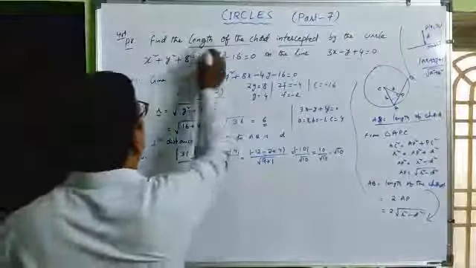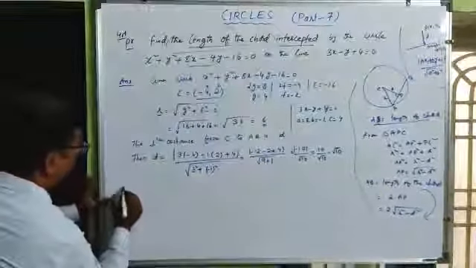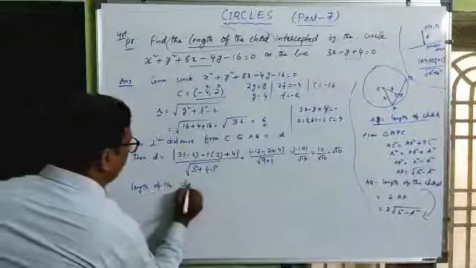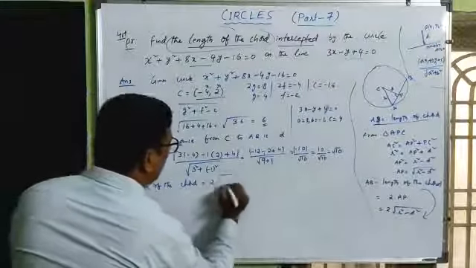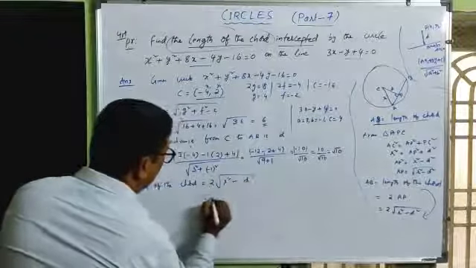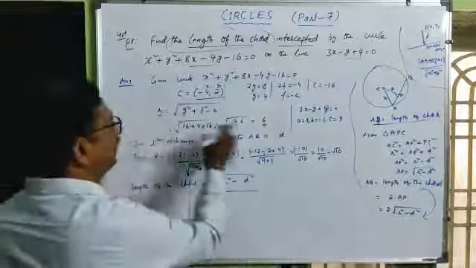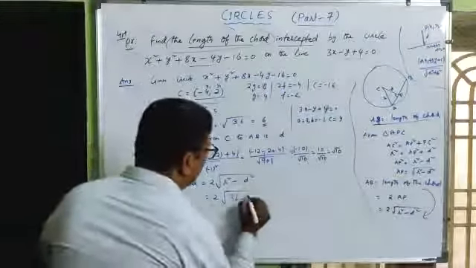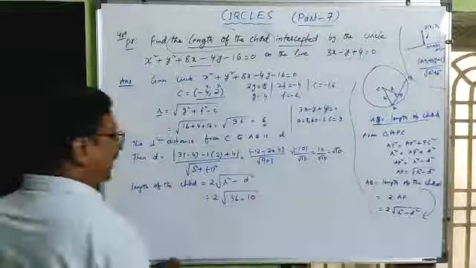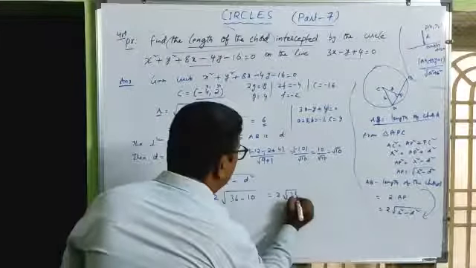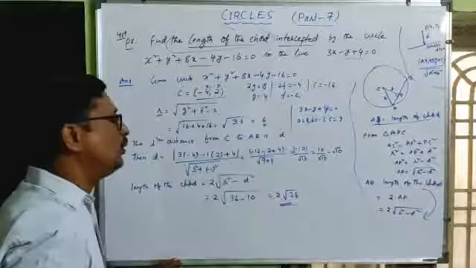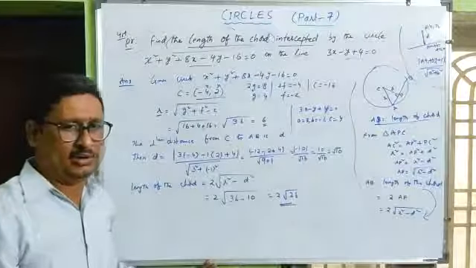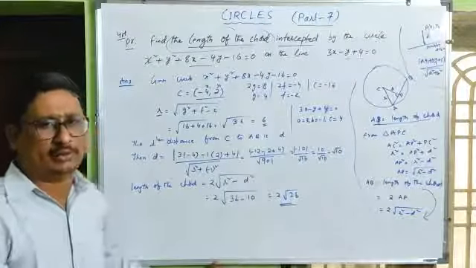Now what do we have to find? The length of the chord. Therefore, length of the chord is equal to 2 root r square minus d square. That is 2 root r square, and what is r here? 6 square, so that is 36 minus d square. Root 10 whole square is 10. So 2 root 36 minus 10 is 26. So 2 root 26 is the length of the chord intercepted by the circle and the line. This is very important for 4 marks. Have a note.